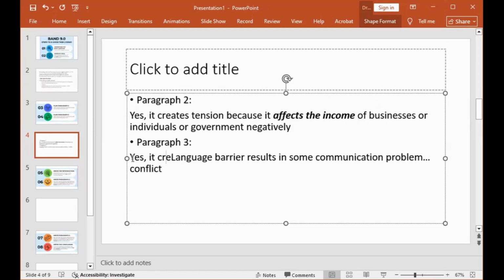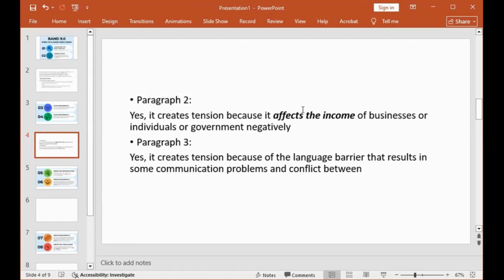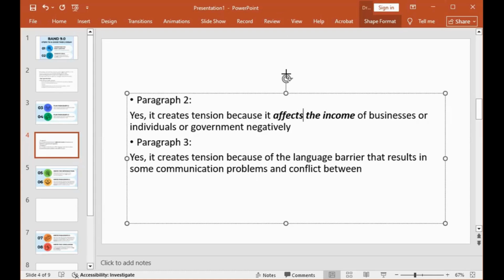Yes, it creates tension because of the language barrier. Because of the language barrier that results in what? Communication problem and what? Conflicts. Okay? Between what and what? Let me see whether I can figure that. Between who and who? Can you tell me? Between two cultures. Okay, well, that's correct, but then that's not the first thing.